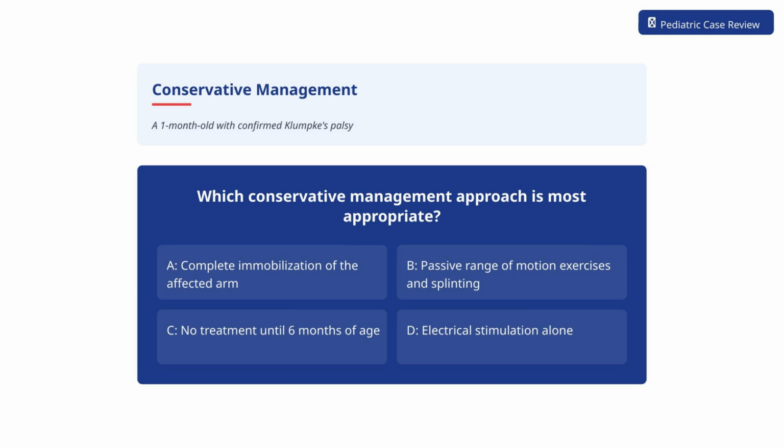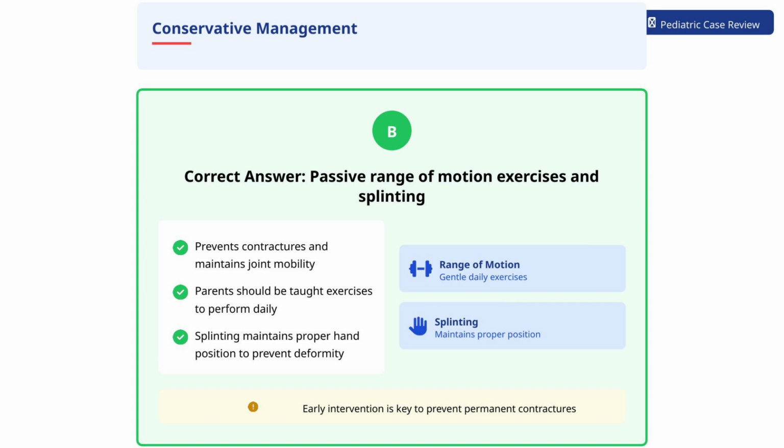A 1-month-old with confirmed Klumpke's palsy is brought for treatment planning. Which conservative management approach is most appropriate? A. Complete immobilization of the affected arm. B. Passive range of motion exercises and splinting. C. No treatment until 6 months of age. D. Electrical stimulation alone. The correct answer is B.